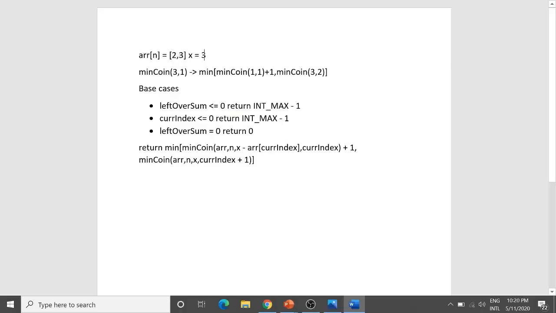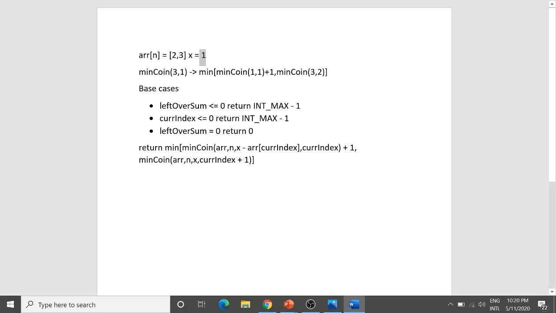Now what does this problem specify? This problem specifies, look, that currently I am at index 1. Just tell me, what are the minimum number of coins with which I can make 1 over here? So what does min coin 1, 1 state? I have a 2 and a 3 as denomination. Just tell me, how can I make 1 out of it? Or what are the minimum number of coins needed to make 1 out of it?